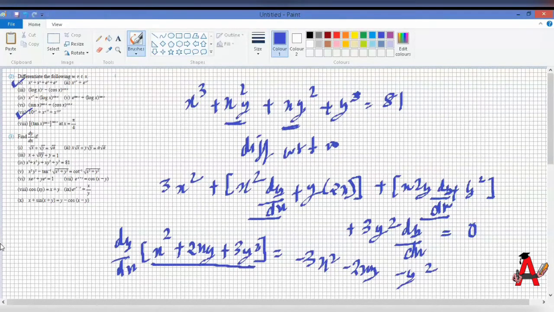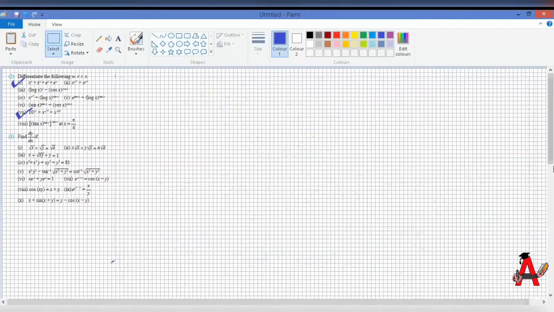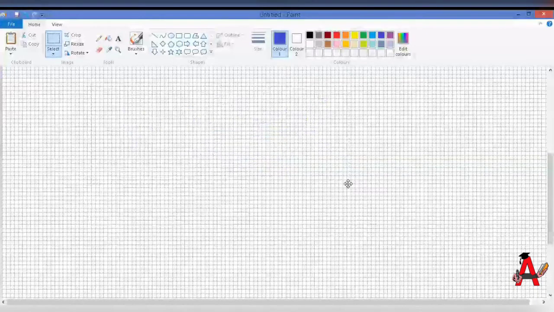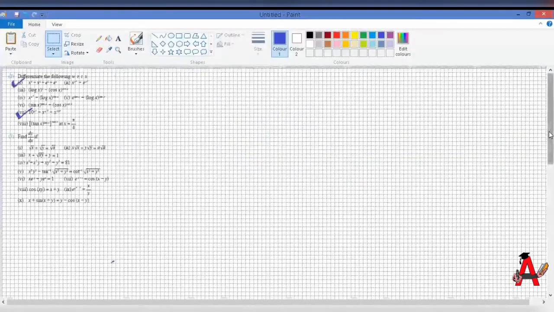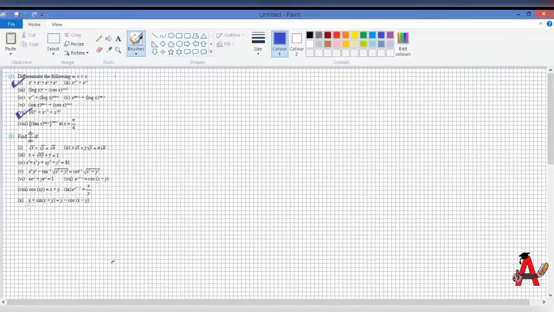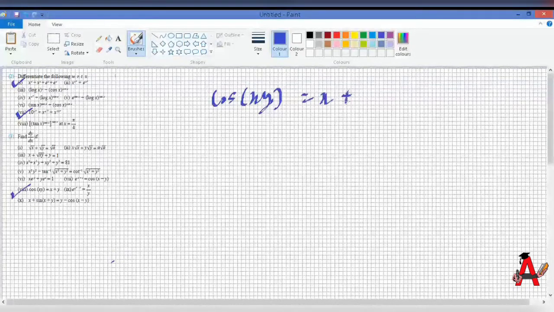Now, let me try and do one last question in this part. In this third section, let me do one question, which is say cos of xy is equal to x plus y.